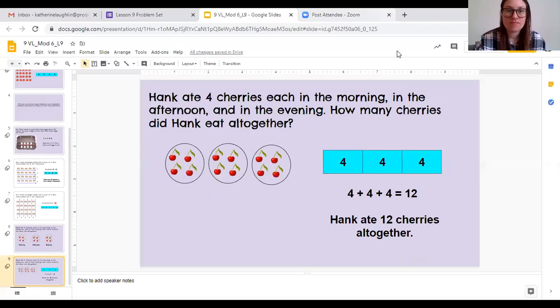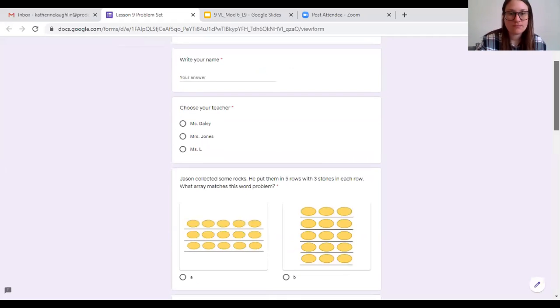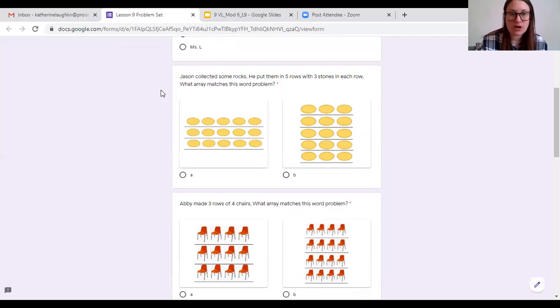Great. What I'd like to do now, 2nd grade, is show you what your assignment is going to look like. So with this, you are going to see a Google form, and it's going to say Lesson 9 problem set. You're going to start by typing in your name and selecting your teacher. Quick note about that. You're selecting your classroom teacher, not the teacher that's teaching this lesson. So even though I'm teaching this lesson, if you are not in my classroom, you are going to select your classroom teacher. Okay?